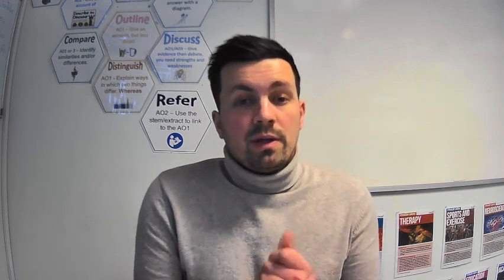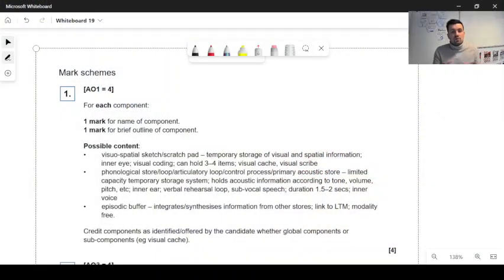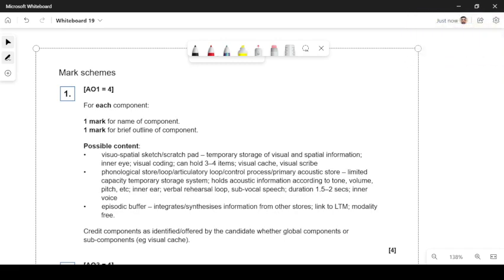Okay, so as promised, I will now show you the mark scheme. So as you can see, as I said to you before, you get 1 mark for naming the component, 1 mark for a brief outline of the component. It could be a great idea at this moment just to pause the video on the mark scheme and then make any more adjustments that you deem necessary.